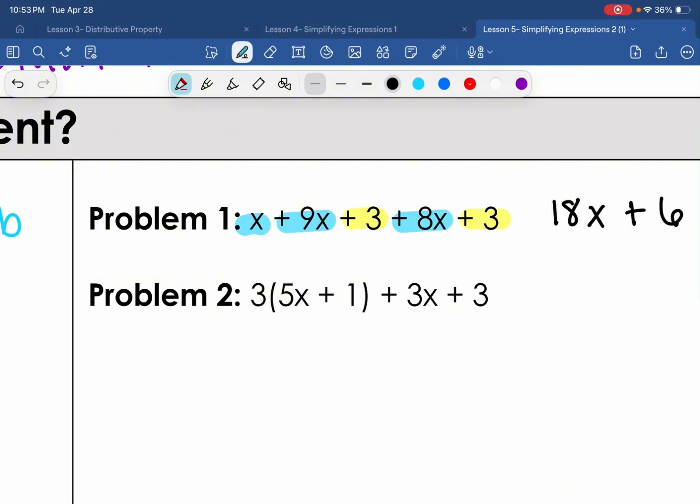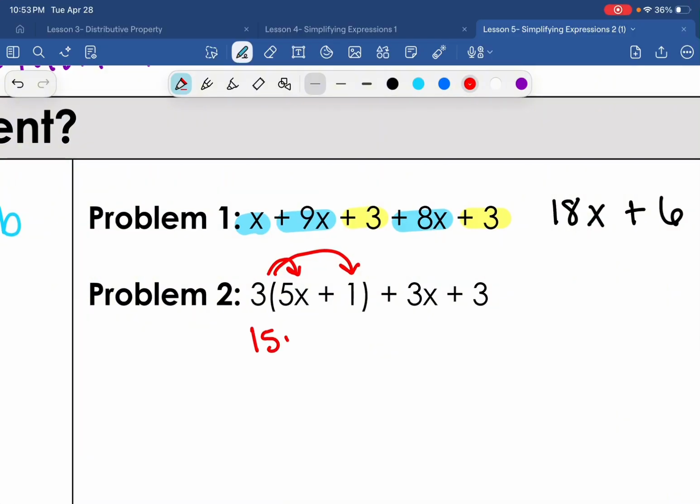Okay. For problem number 2, we're going to have to distribute first before we can combine like terms. So 3 times 5x gives us 15x. Operation stays the same. 3 times 1 is 3, and I bring down the rest of my equation. Okay, so now I see I can do 15x plus 3x, which gives me 18x, and then I could do 3 plus 3, which gives me 6.